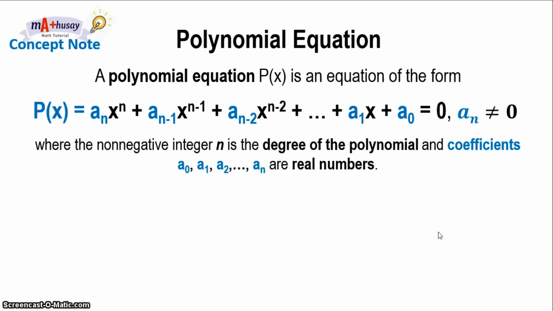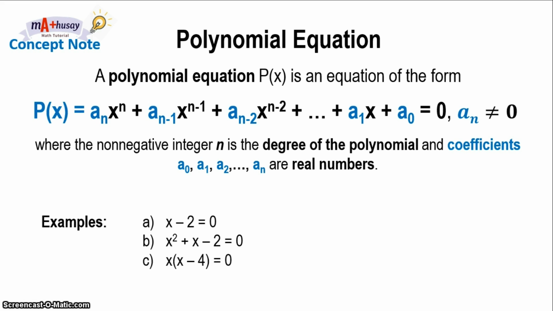Now, these are examples of polynomial equations. Letter A, we have x minus 2 equals 0. This is a linear equation with two terms. Next, we have x squared plus x minus 2 equals 0. This is an example of a quadratic equation. Letter C, we have x times the quantity x minus 4 equals 0. This is a quadratic equation not written in standard form.